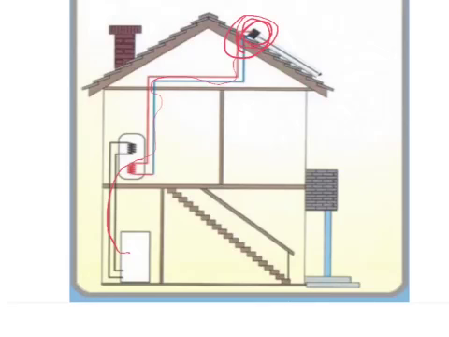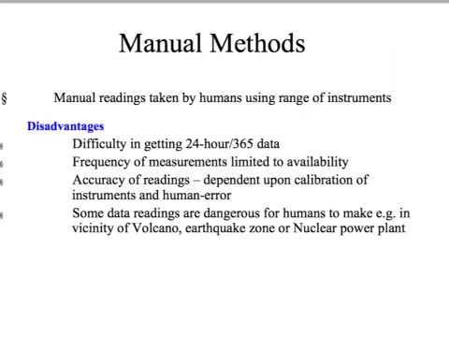Now, here are some problems with manual methods, and manual methods are readings taken by humans. Just be aware of what the problems could be. And a lot of it's to do with accuracy, frequency, getting tired, recording the data for long periods of time, and then obviously recording in dangerous areas near volcanoes, earthquake zones, etc.